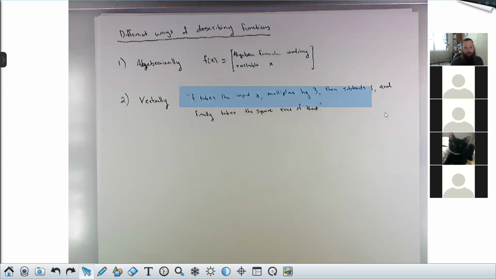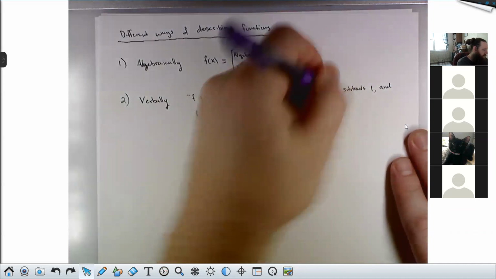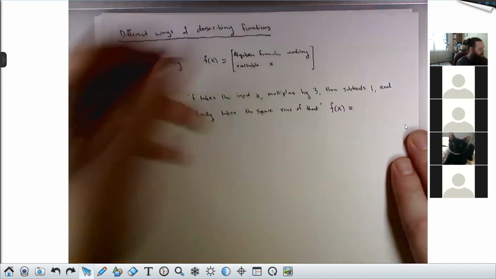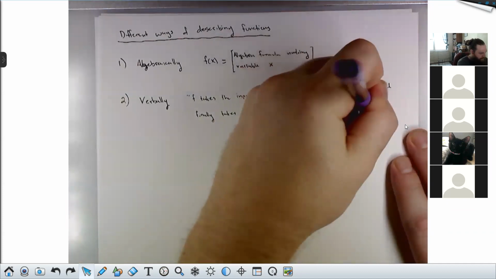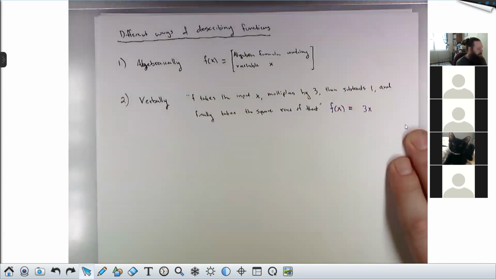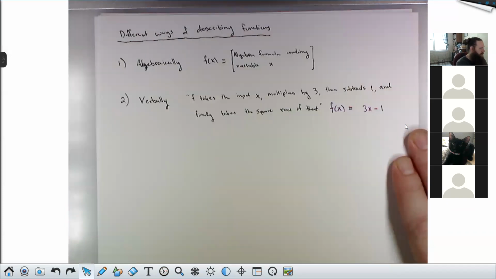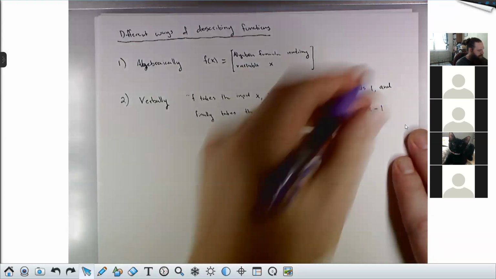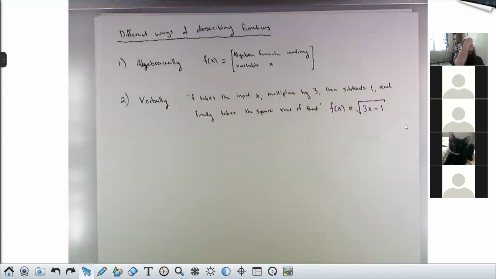So if I wanted to take this verbal description here and write it as an algebraic description, I would say f of x is equal to, what does this thing do? It takes the input x, multiplies by 3. Okay, that's 3x. Then subtracts 1. So we're going to take 3x and then subtract 1. And finally takes the square root of that. So that's this whole thing under a radical. So going back and forth between these two is a useful skill.